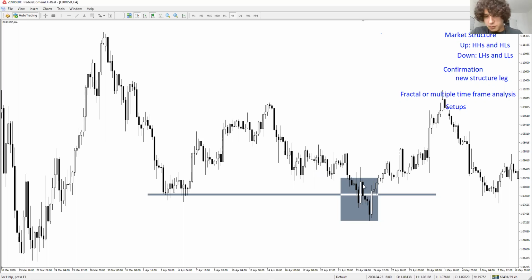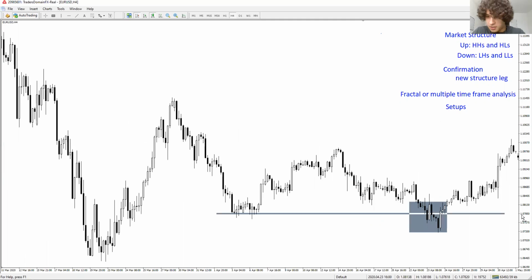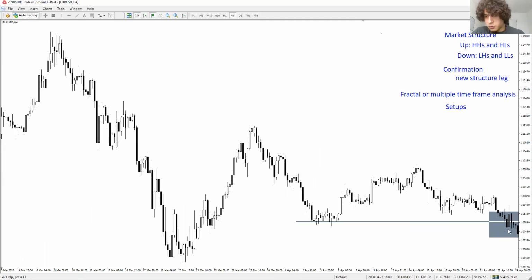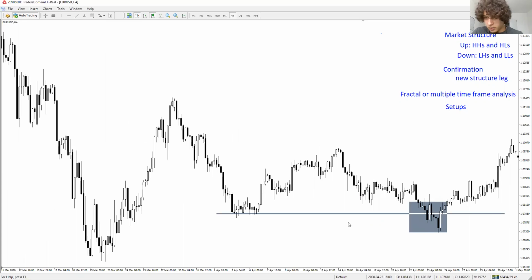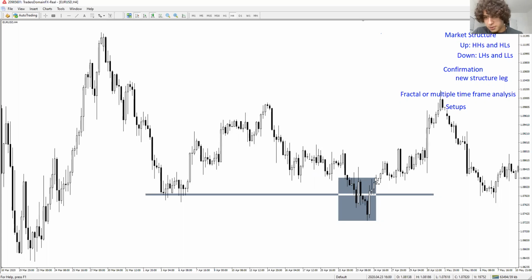But say we want more detail, right? Price came down, made a lower low, a lower high, and it made a lower low. So say this is our confirmation. Price broke our zone, right? You didn't see any of that? And say you want to trade the downside. Well, before we trade the downside on this new structure leg, we have to understand what gives us confirmation.